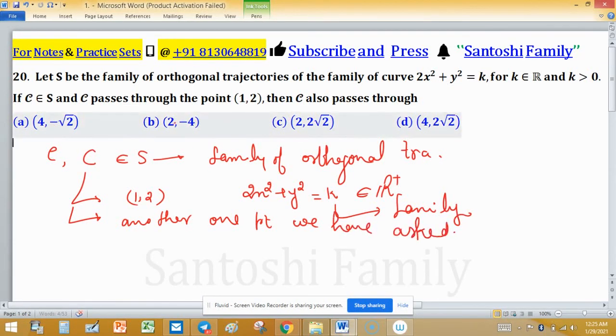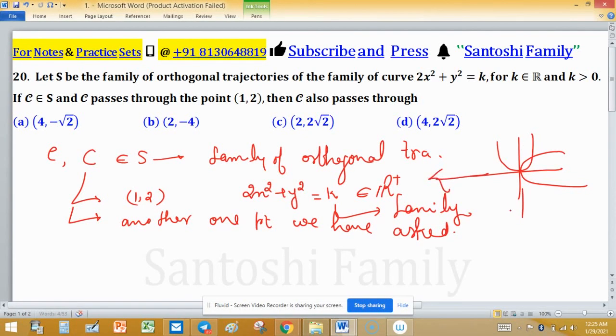First understand the meaning of orthogonal trajectories. Suppose these are two parabolas opening along the positive x-axis and the positive y-axis. Then the x-axis is tangent to one curve, and the y-axis is tangent to the other. These two tangents are orthogonal to each other, so these two curves are known as orthogonal trajectories.